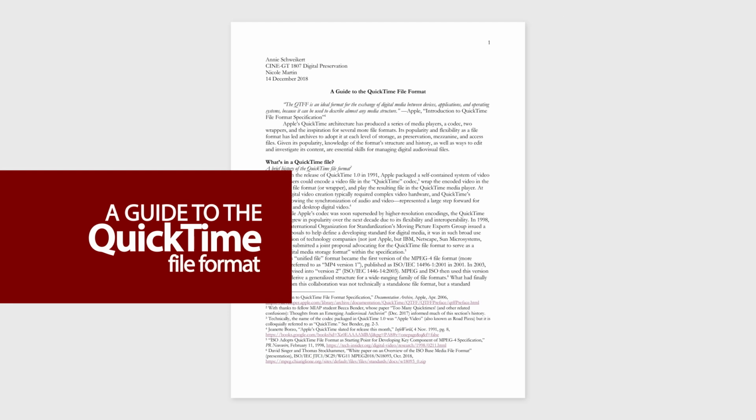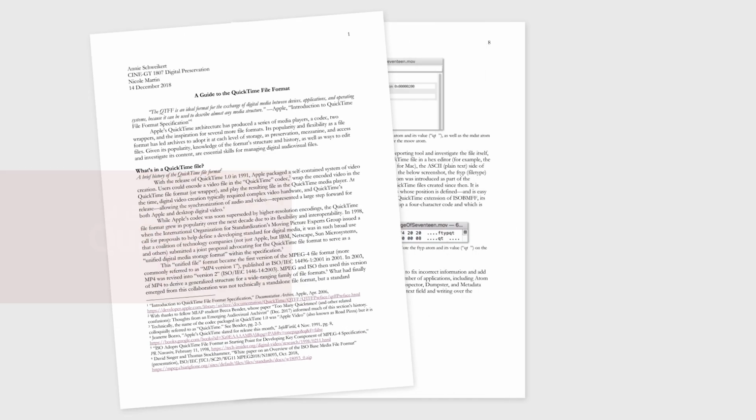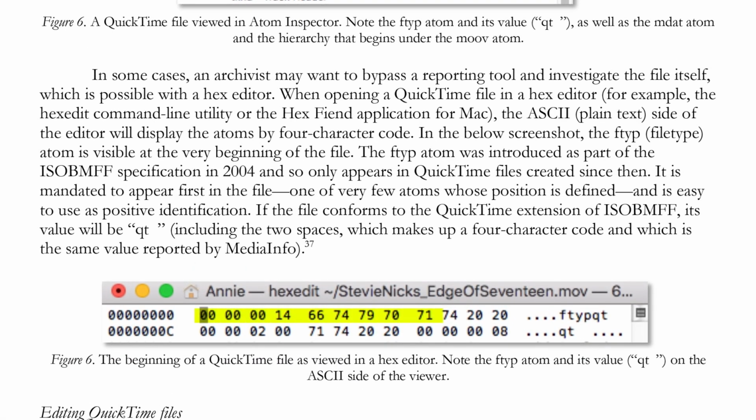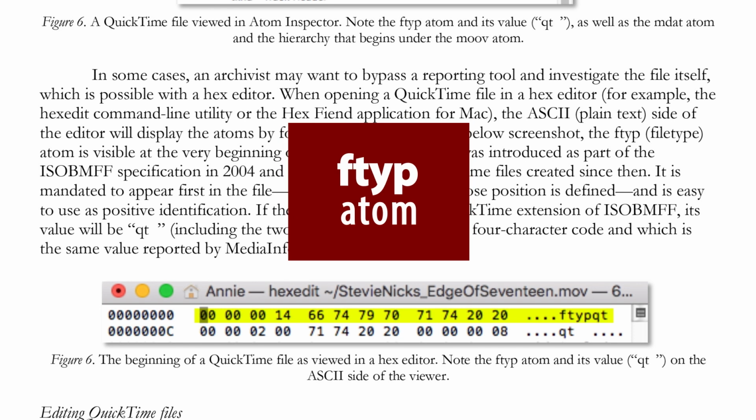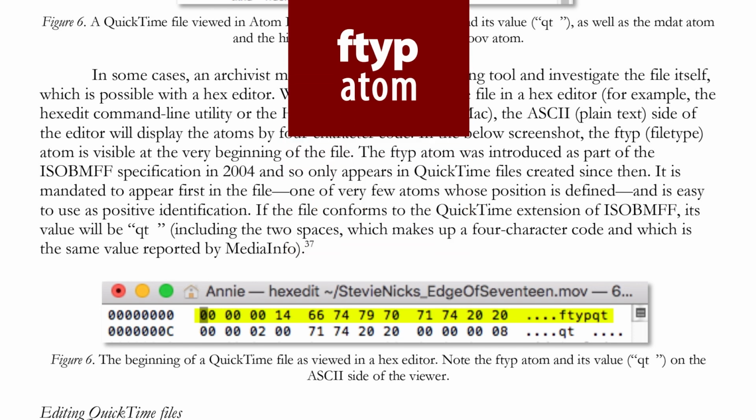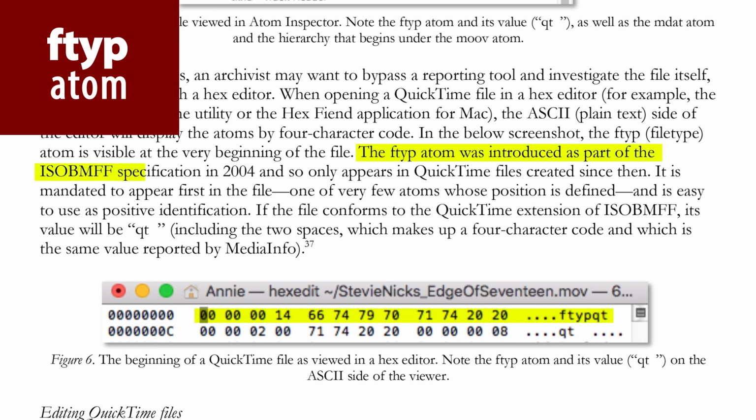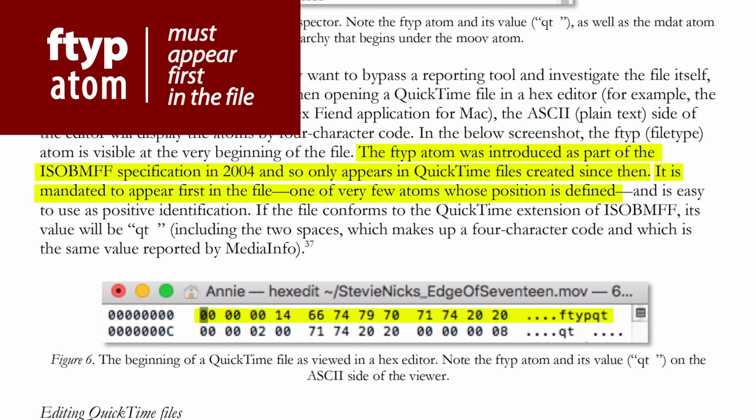But why is this interesting? Looking at the guides to the QuickTime file format, you will find out that QuickTime is made up of atoms. Atoms are the constructing blocks of QuickTime files. As you can see here, ftyp is one of the most famous ones. According to the format guide, the ftyp atom was introduced as part of the standard specification in 2004, and so it appears in QuickTime files created since then. The next part is also important. This ftyp is mandated to appear first in the file, one of very few atoms whose position is defined.